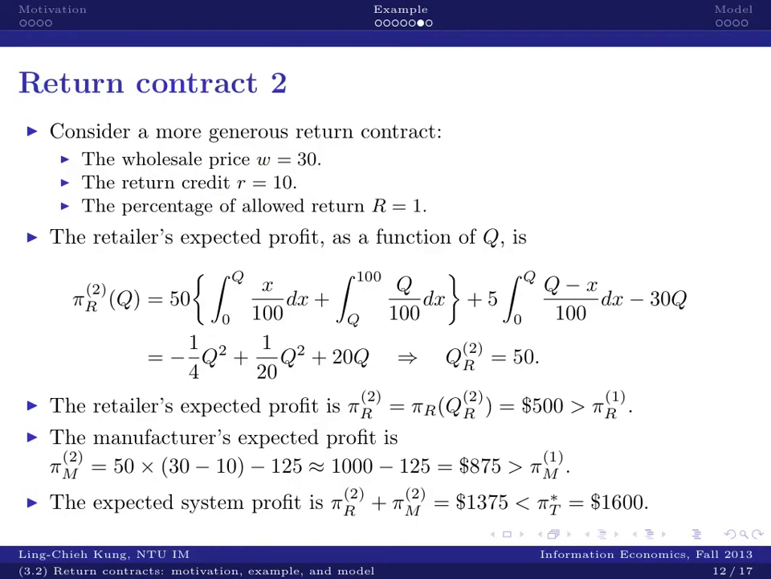It's just one thing. The expected system profit, even though it's higher than 1,200, is still less than 1,600. Okay, it's still not as good as the integrated case.